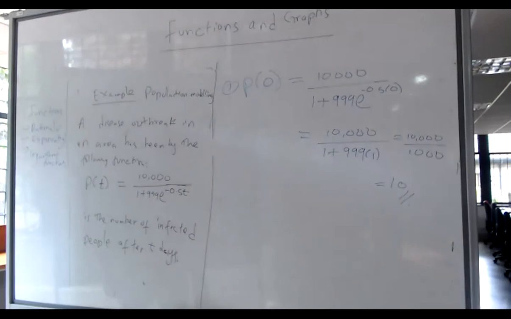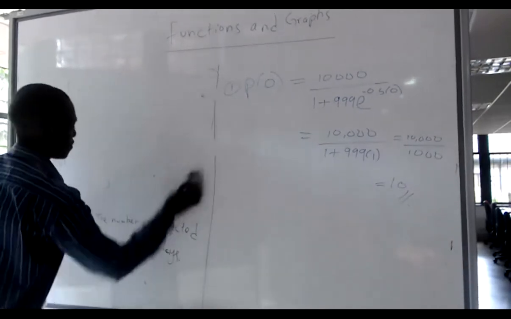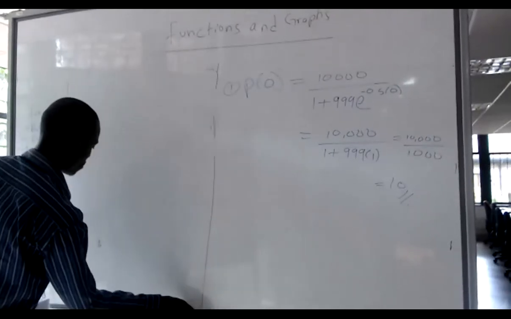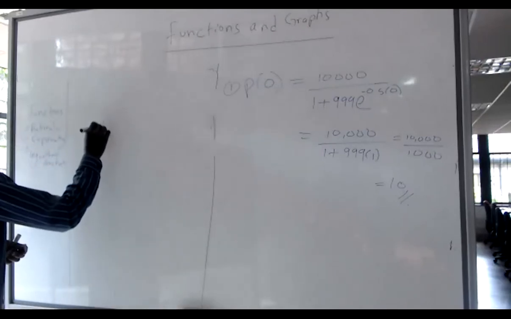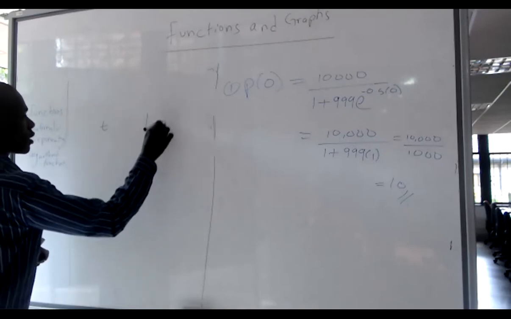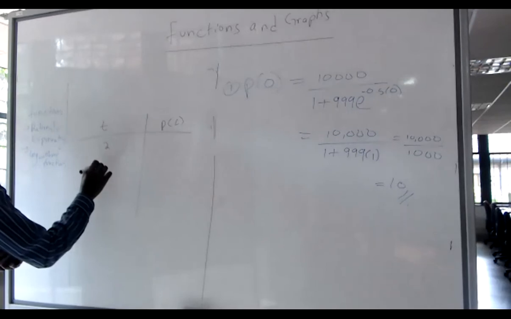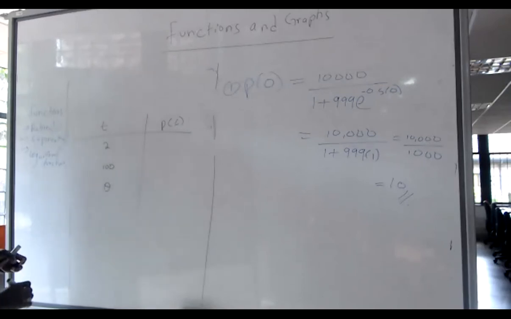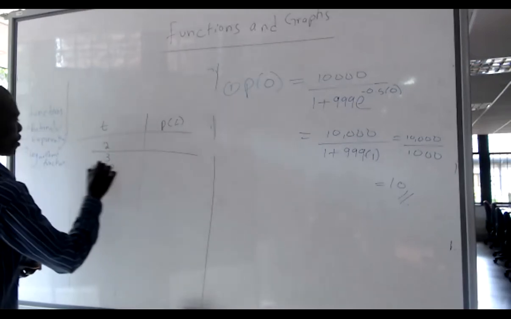So the number of infected people after 2 days. I'm going to draw a table because the procedure is the same. So we have t and then P of t. We had 2 days, 100 days, and then theta days. Is there any that I've missed? Those 3 days. There was also 3 days.